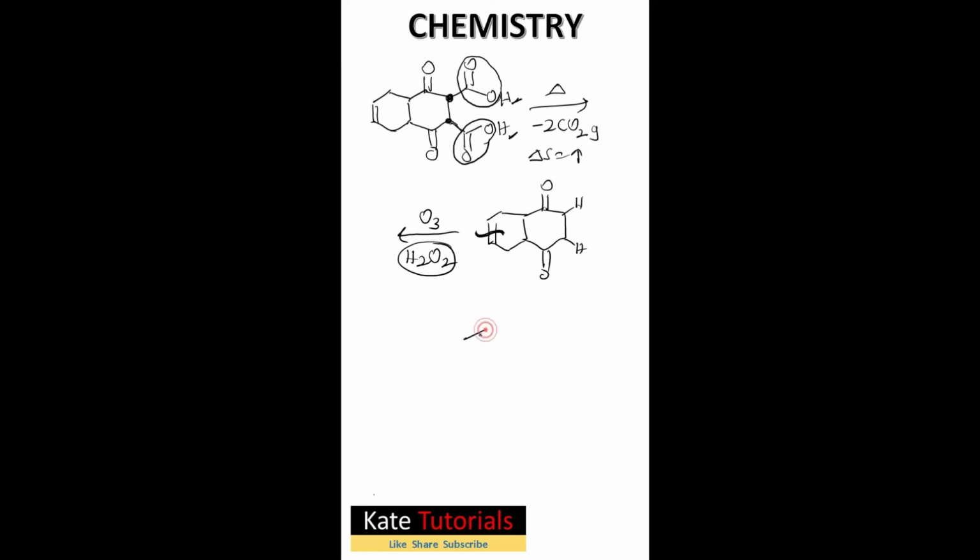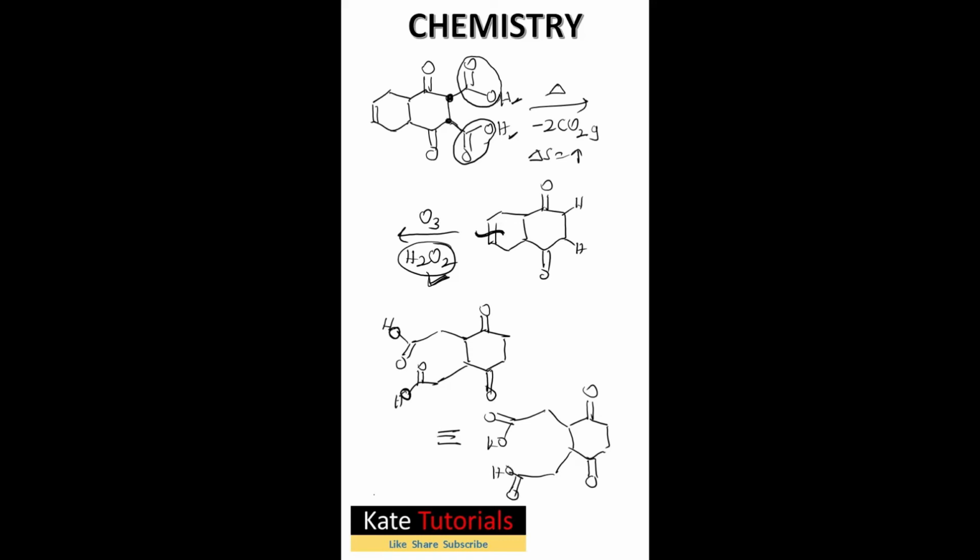Let me write how it breaks. The other groups remain as they are, the double bond O, and the other side hydrogens are there, so I am not showing them. It will break as C double bond O H. Since I am adding hydrogen peroxide, this aldehyde group becomes a carboxylic acid group, so one oxygen will come in. The end product we get is this: C double bond O remains as it is, and we get CH2, C double bond O, OH. Similarly, CH2, C double bond O, OH.